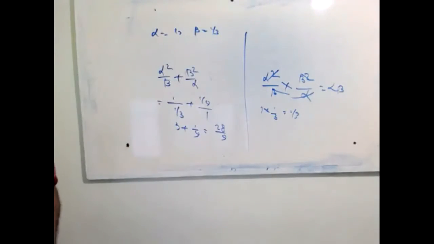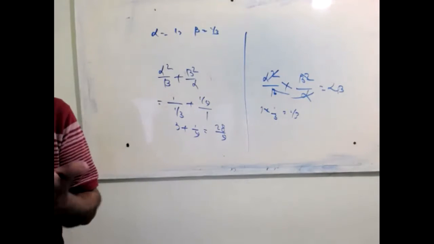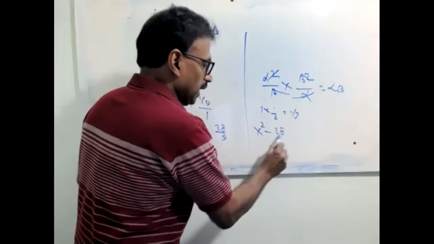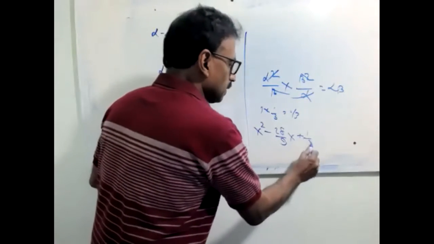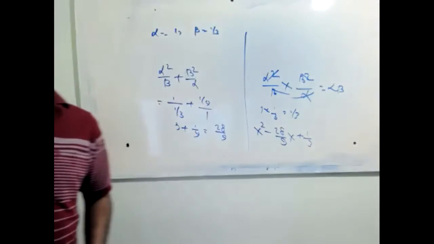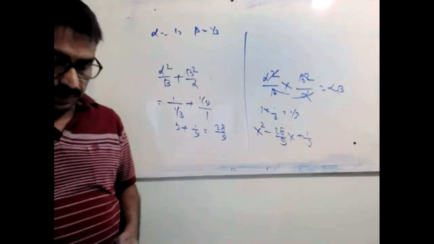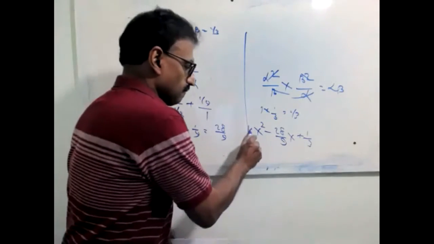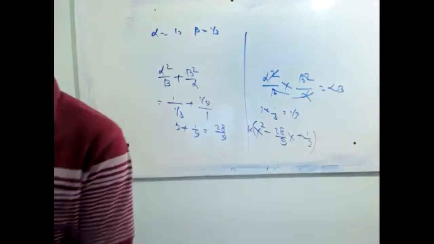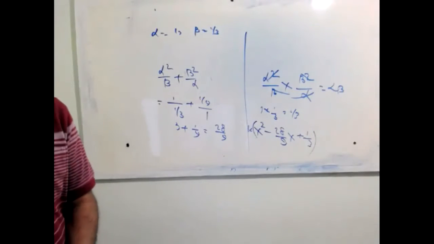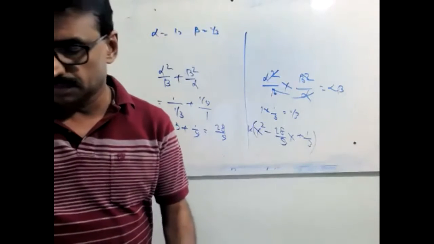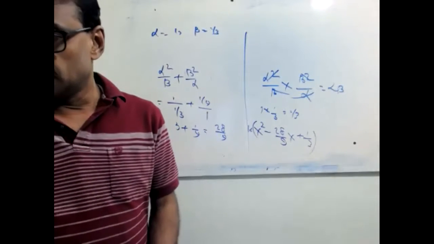Now we got the sum and the product. How to find the polynomial? X square minus 28 by 9 x plus 1 by 3. In general, you write k. This is the method. And also, listen, verify. Finished or not?